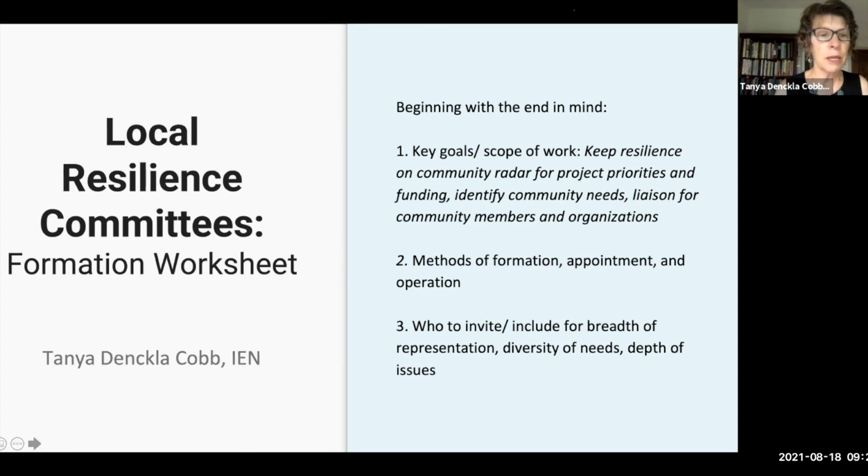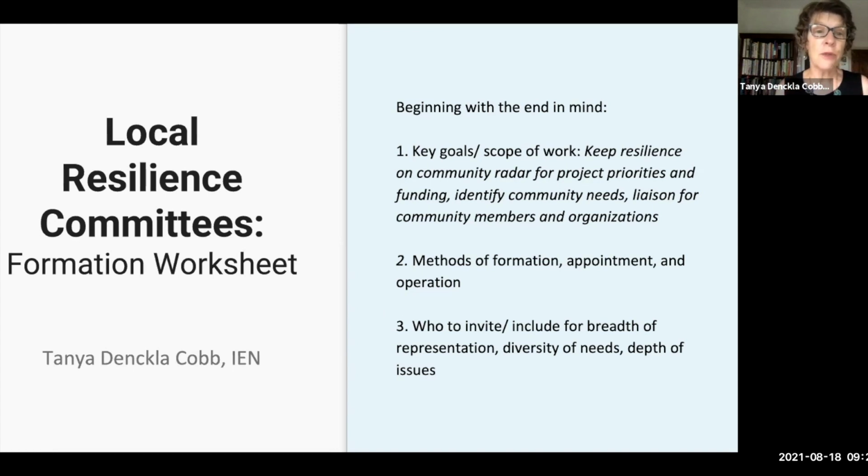How do you want it to be appointed? What is your mode of operation? Do you want to operate by consensus or Robert's rules or something else? And who should be on this committee? And really thinking about not only the breadth of representation, but the diversity of needs and the depth of the issues that will need to be covered. And do some people float in as needed, and some are just sort of core committee members?